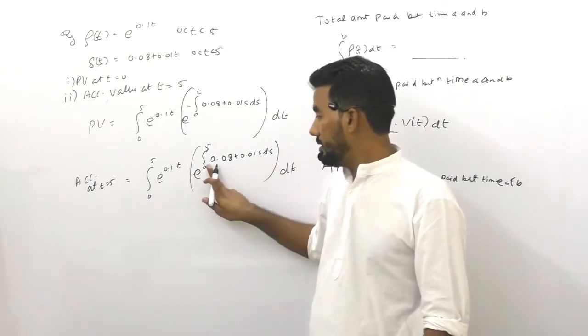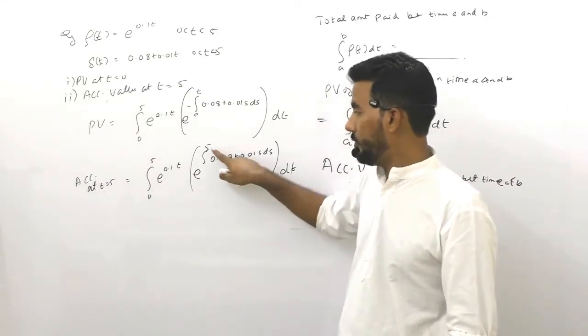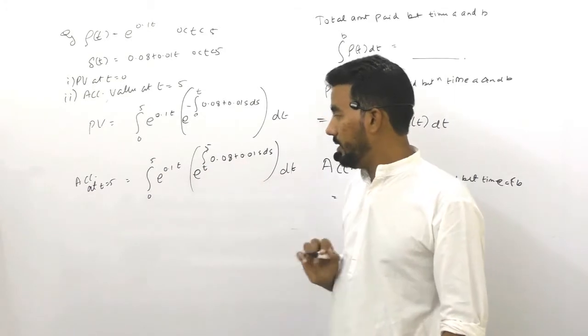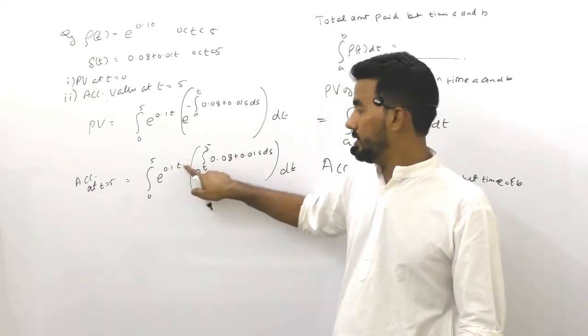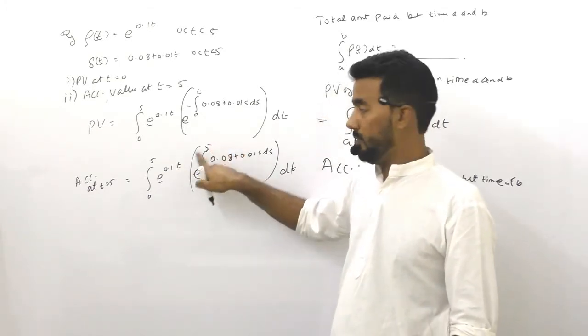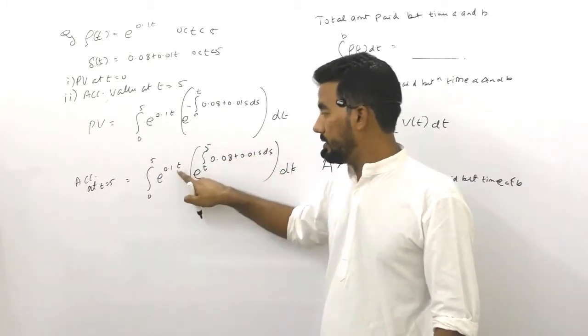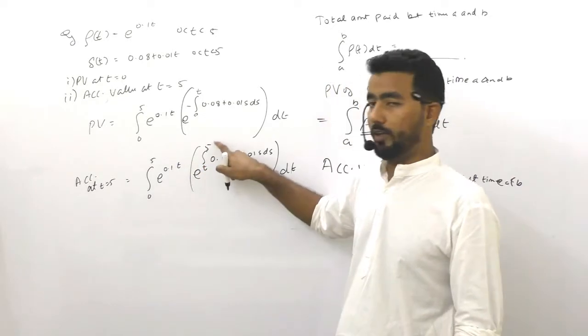So here this should not be 0. We know that we want to accumulate it to time 5, but then it should start from t. So when this t takes value 0, this is accumulation from 0 to 5. When this t takes value 1, this becomes accumulation from 1 to 5. When this t takes value 1.5, this becomes from 1.5 to 5.